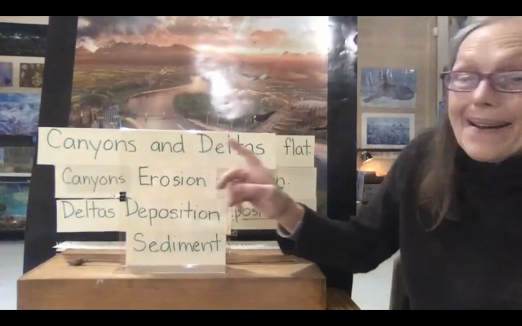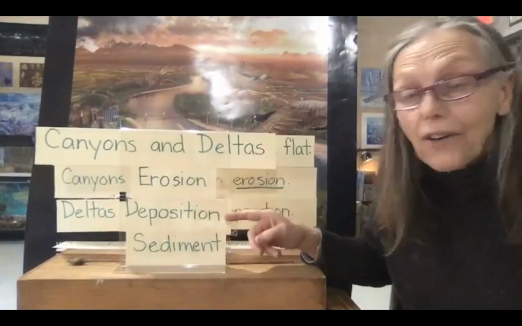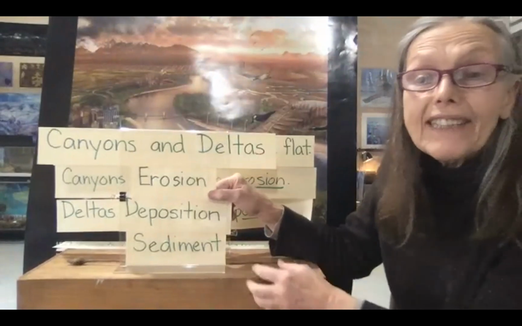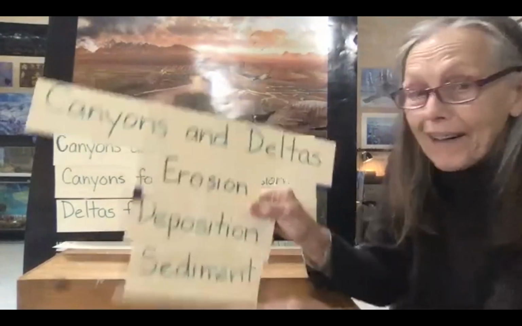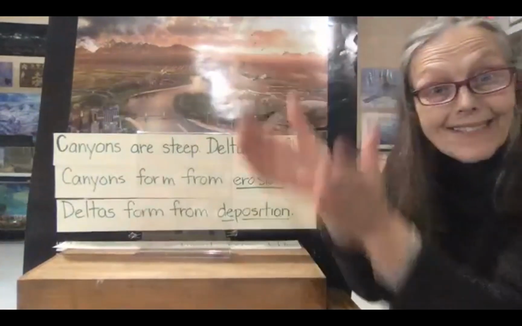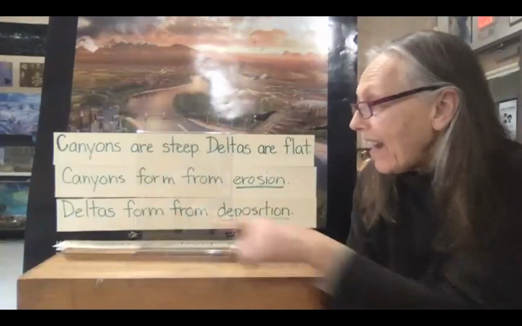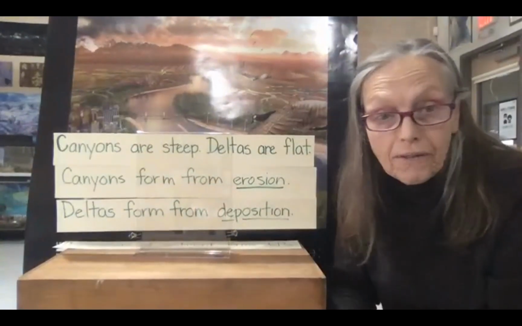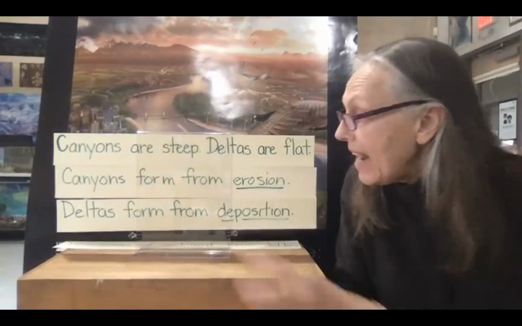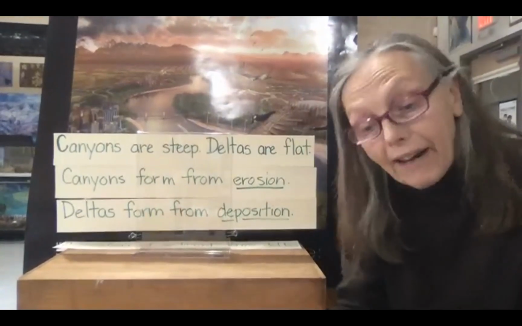So canyons and deltas. Canyons are formed by erosion. Deltas are formed by deposition of sediment. So you already went over those words. So just remember that canyons tend to be steep and deltas tend to be very flat. Canyons form from erosion, mainly by water, and deltas form from deposition of sediment by gravity.